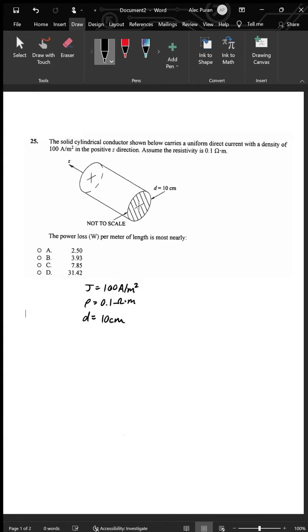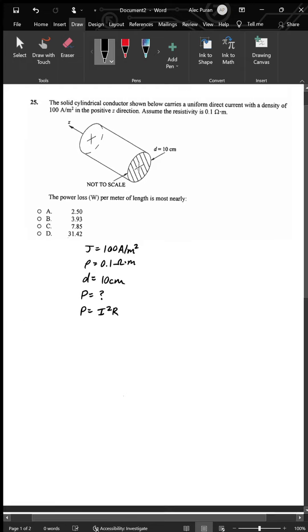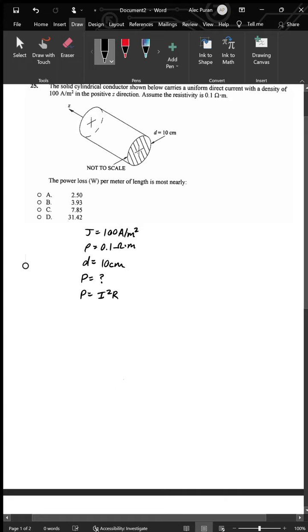And what are we told to solve for? The power loss in watts. So P equals question mark. We also know a formula for power given current, and that's simply P equals I squared R. Well, the problem here is we don't have I and we don't have R, but what we do know is the current density and also the resistivity. And from what we've been taught, you can derive current and resistance from these two quantities. So let's get to it.